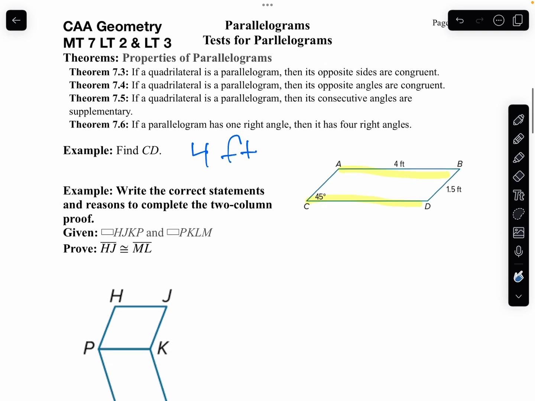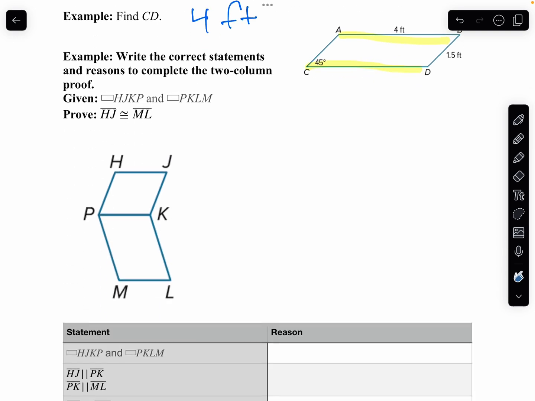We can apply that in a proof. Notice the symbol for parallelogram looks like a rectangle, doesn't it? 4 sides. So if you have 4 sides, this means parallelogram. So I know all those things about a parallelogram. I want to prove that HJ is congruent to ML. So we start here with our 2 parallelograms. So I'm given that. And then we're told HJ is congruent to PK.